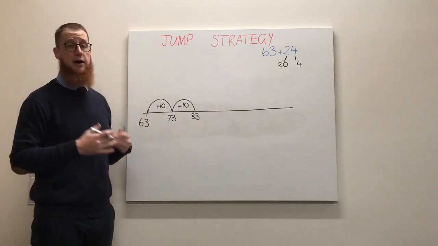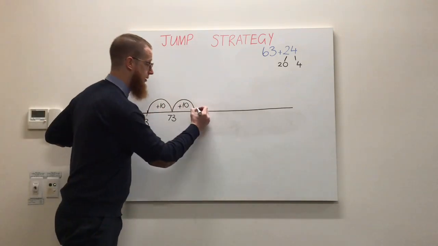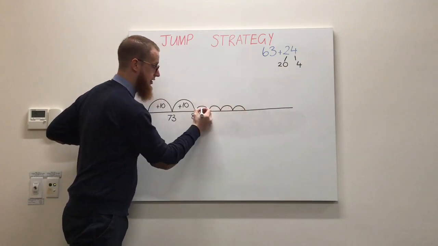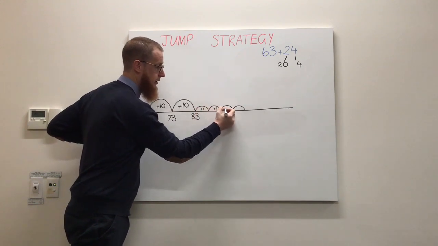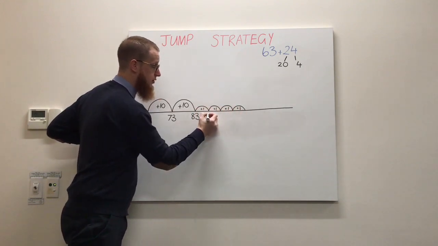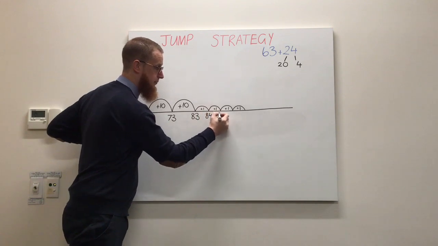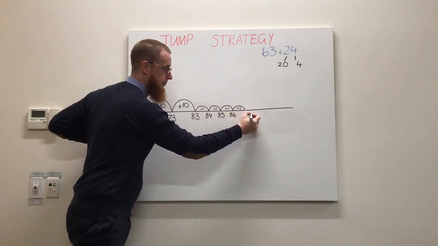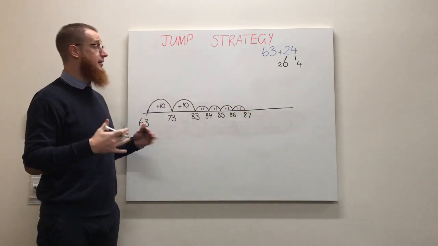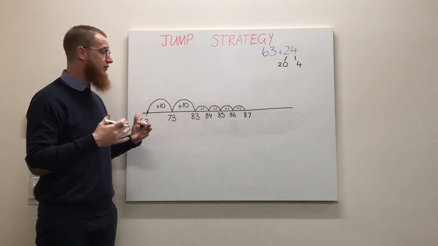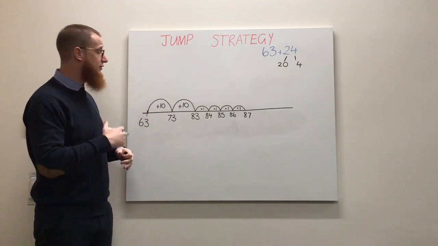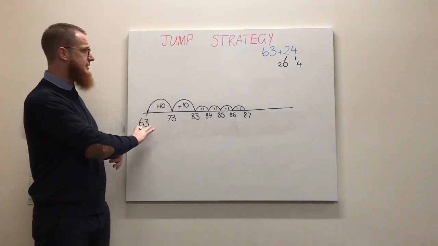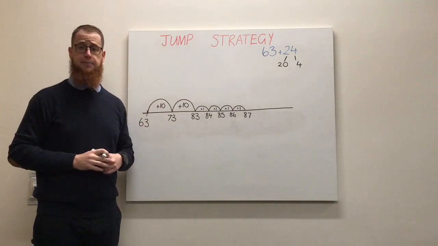I now need to go and add my 4 jumps of plus 1. Same as before, it's really important that I show the value of each jump, plus 1, plus 1, plus 1, and also show where I landed after each jump. 86, 87. I have now added my 2 jumps of 10, added my 20, and I've added my 4 jumps of 1, my 4, so therefore I've completed 63 plus 24. And so we can say 63 plus 24 equals 87.